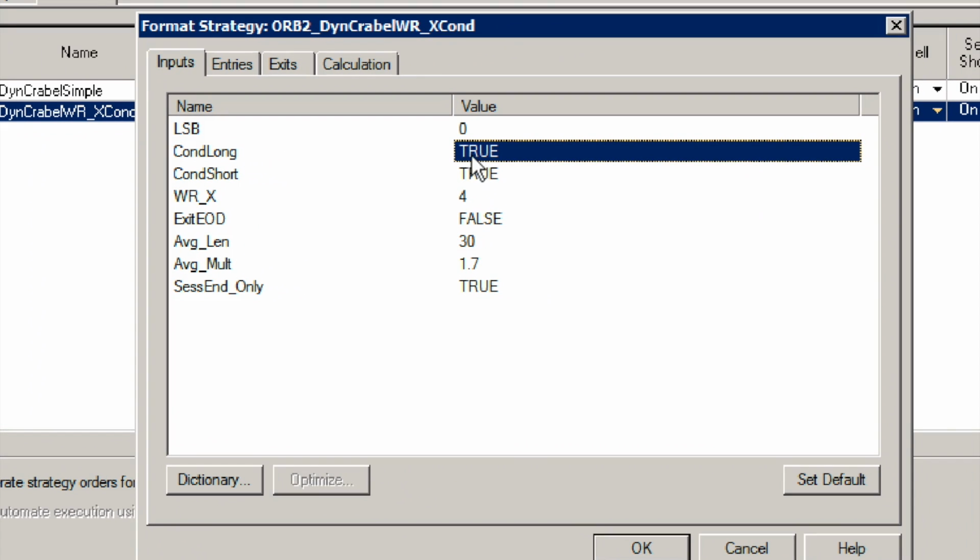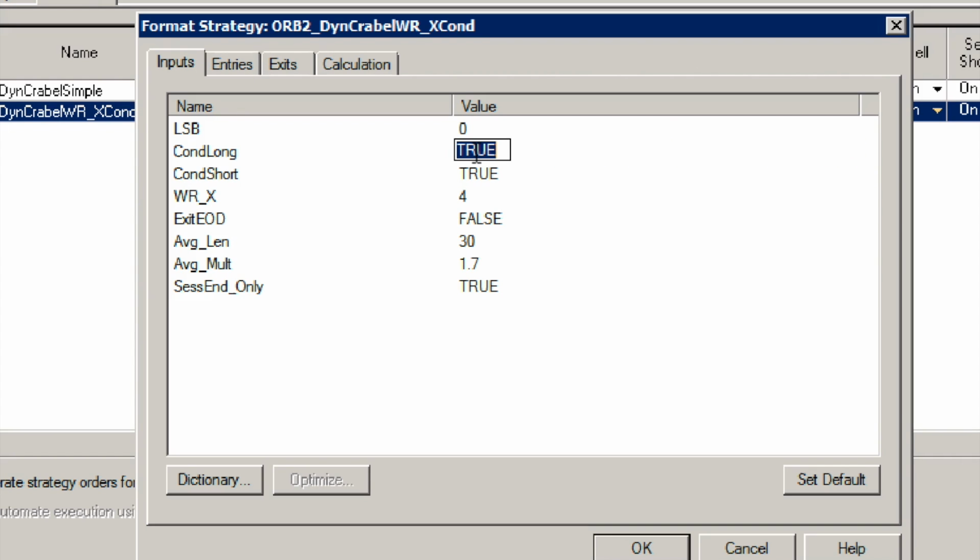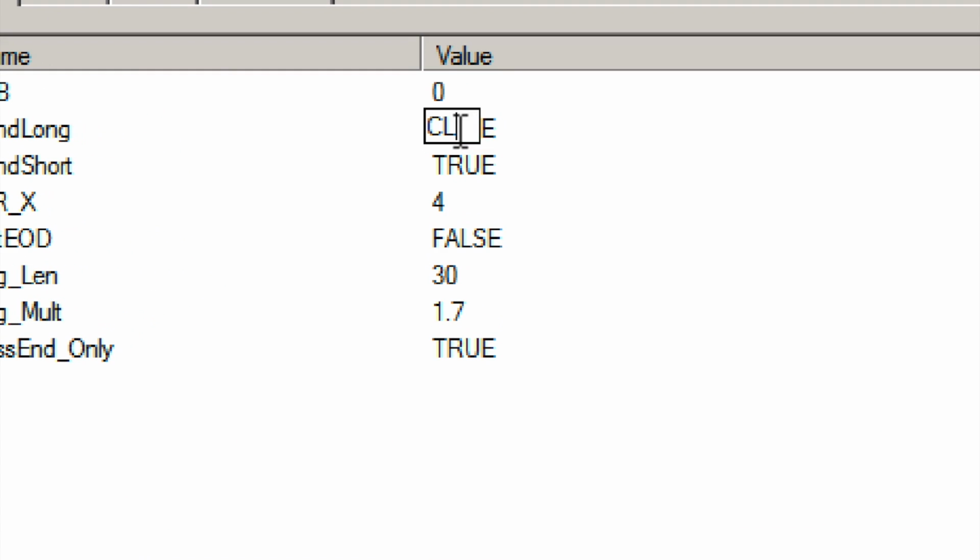We have yet to look at these conditions, so we can put custom EasyLanguage code in here. As long as we have a valid EasyLanguage statement that will evaluate to a Boolean, we can put that in here. So for example, for a condition long, let's pick the close must be greater than the close 20 days ago. So this is the condition for the long.